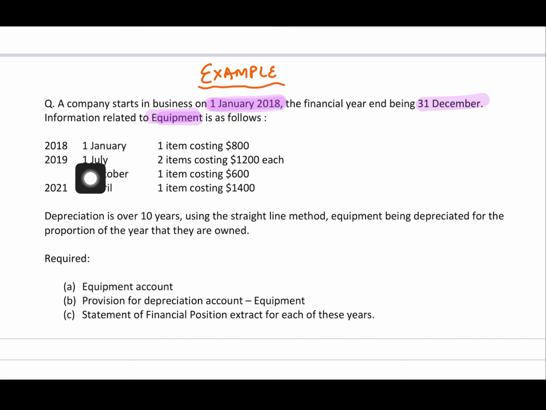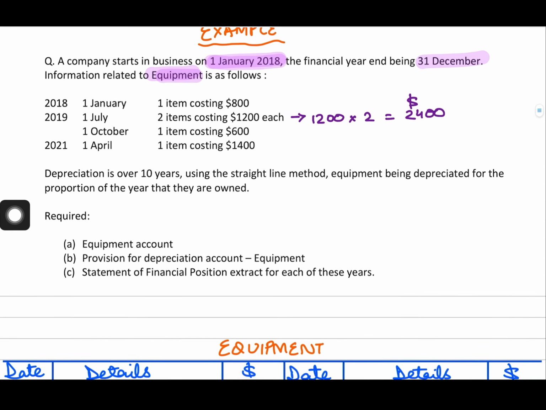Then next 2019, on 1st July, two items costing $1200 each, right? So this means that the total cost would be $1200 multiplied by 2, $2400 is the total cost of these two items, okay. And then in the same year, again on 1st October, one item costing $600, right. Then no purchases in the year 2020, and then the business has purchased an asset costing $1400 on 1st April 2021, right. So dates, the purchase dates, the purchase months, the costs, very important information is given to us over here.